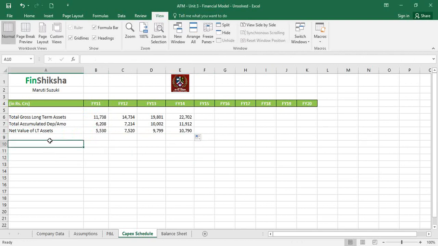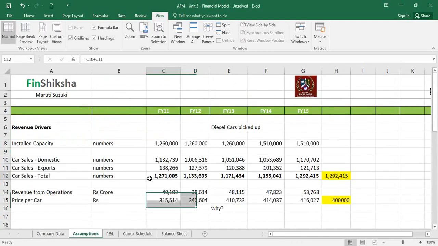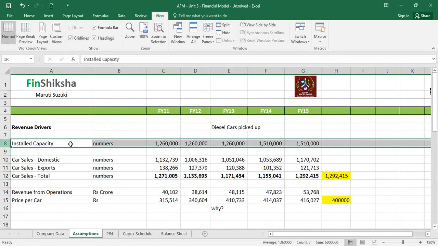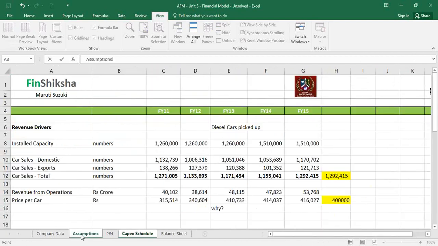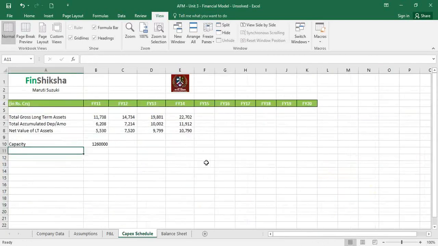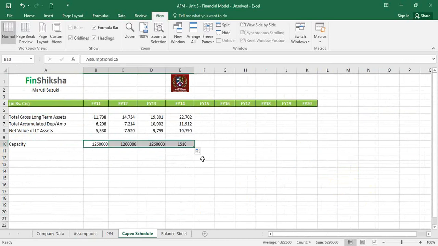Now we can basically try and find out the capacity. Remember, the capacity data is available here, and you would need these fixed assets primarily for the capacity, right? So I can go and put the capacity numbers here, and we can link it from FY11 onwards.